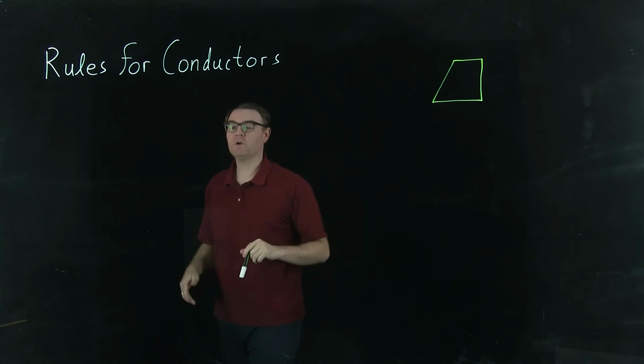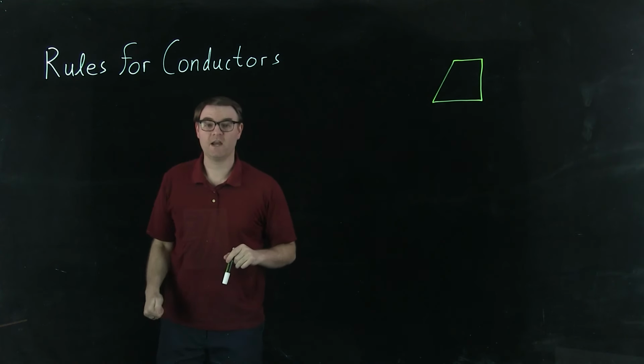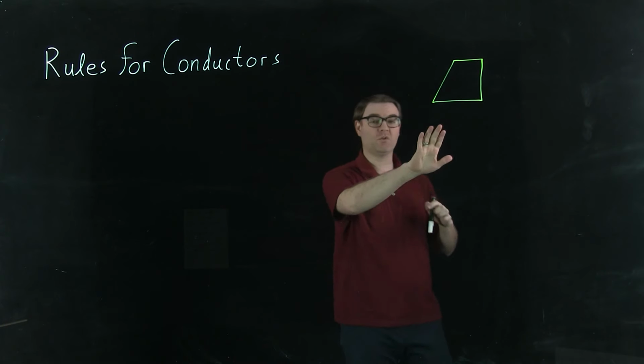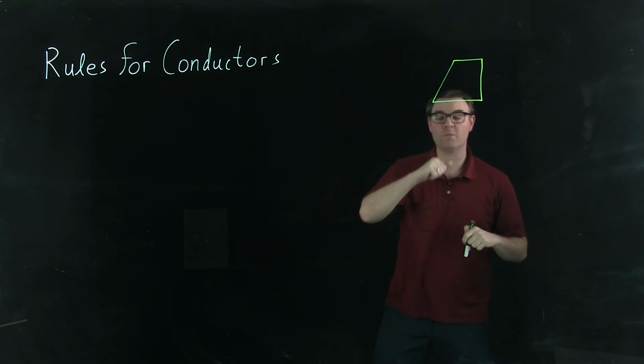Welcome everybody. Today we're going to talk about some rules for electric conductors. What I've drawn over here is just an arbitrarily shaped conductor that we're going to play around with.